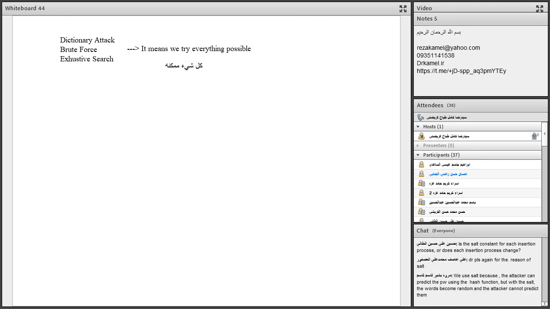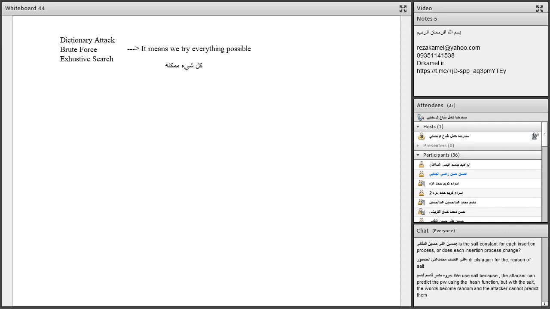Just let me see, what did you set in the box? Is the salt constant for each process, or does each process have its own? It always changes. As far as you change the password, Hossein, it changes. For the reason of salt, I will explain, Ali. Marva, we use salt because the attacker can predict the password using the hash. Yes, exactly.